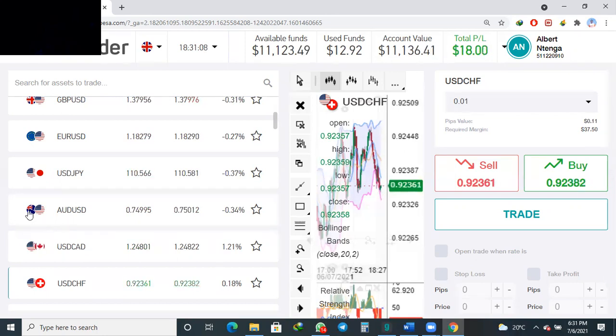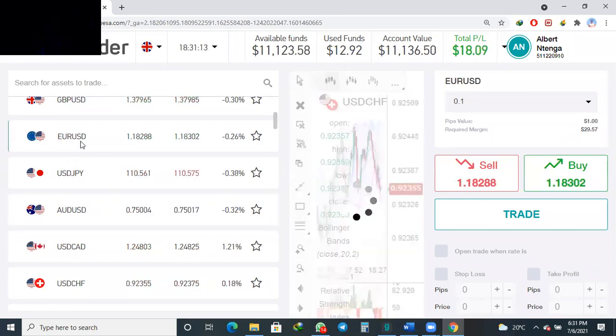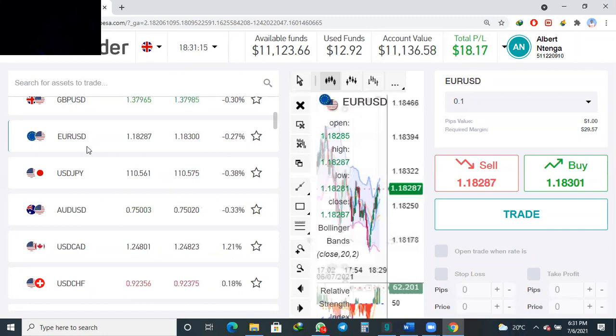Now, I've sent you a trade signal, and let me use the euro dollar. You can see the automatic lot size for the FxPesa app is 0.1. So you have to edit. You just backspace, and then you edit it to 0.01. That's simple.